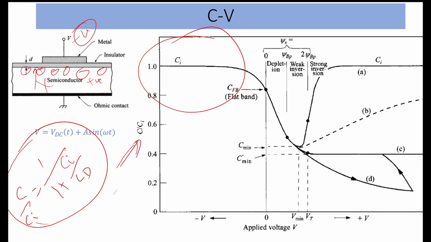It is blocking the field at this junction only, so the whole capacitance is because of the insulator capacitance. There is no capacitance because of the semiconductor, so there is no depletion region capacitance. The contribution from the depletion capacitance is negligible.